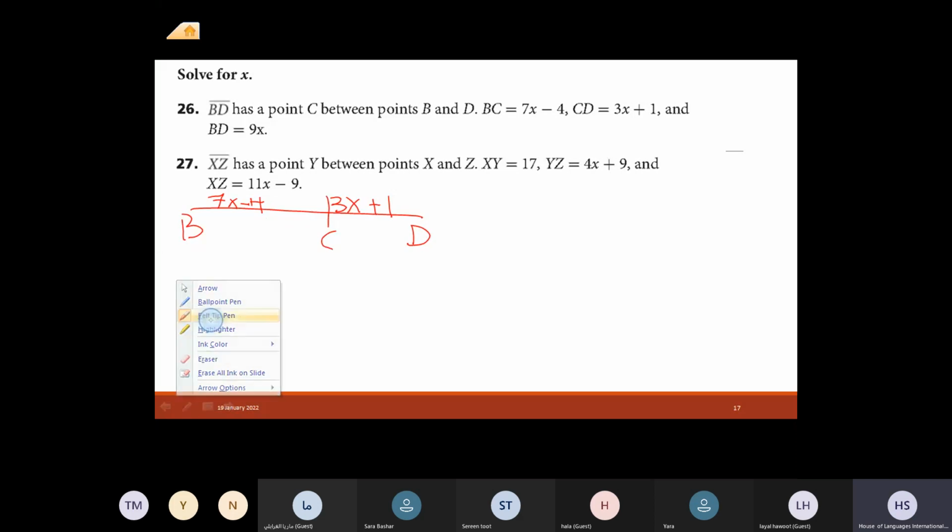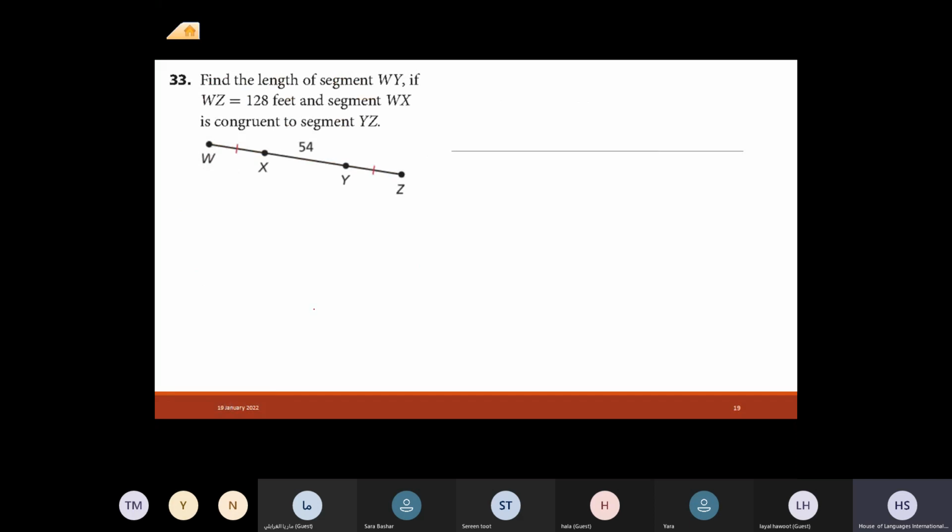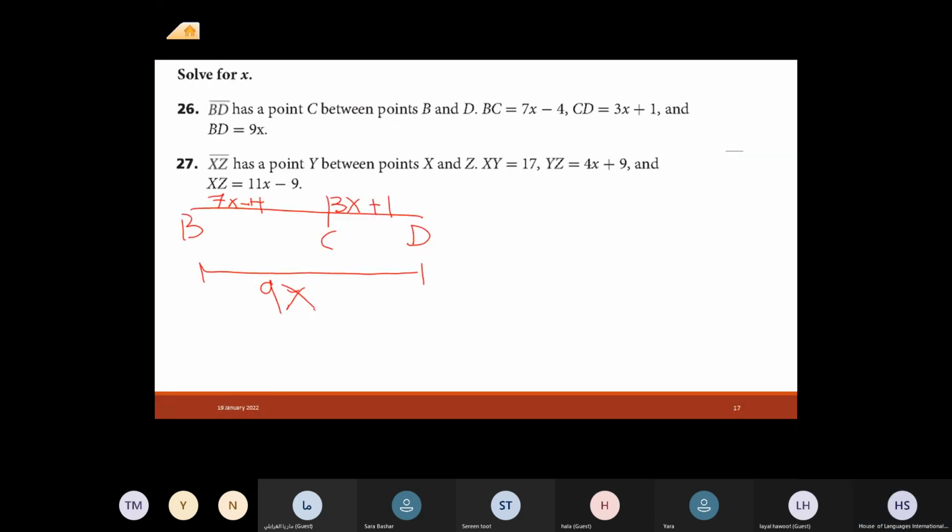Okay. Now, the length of BC is 7x minus 4. And the length of CD is 3x plus 1. And the length of BD is 9x. Okay? BC is 7x minus 4, and CD is 3x plus 1, and BD is 9x. I want you to find x. In the first example, they tell me that it's congruent, which means the first part equals the second part. But here, it didn't tell me that's congruent.